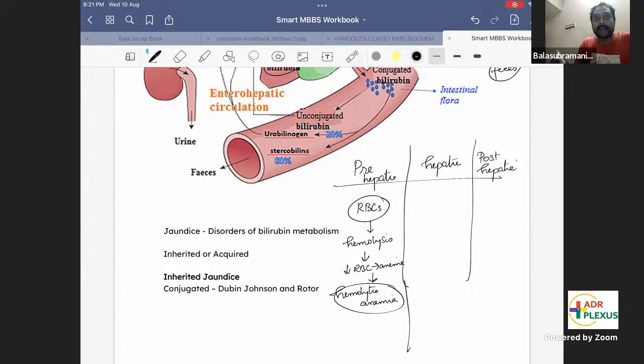And since all the bilirubin that's coming out from the RBCs is indirect bilirubin, this is an increased indirect bilirubin, or unconjugated bilirubin.